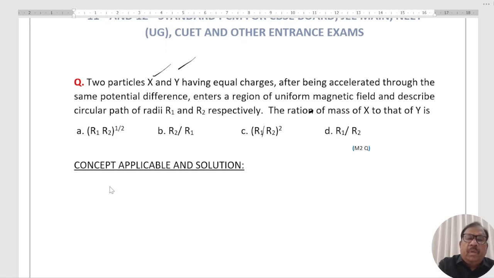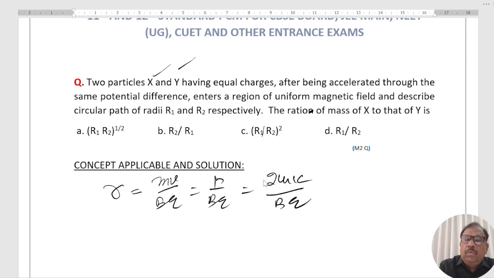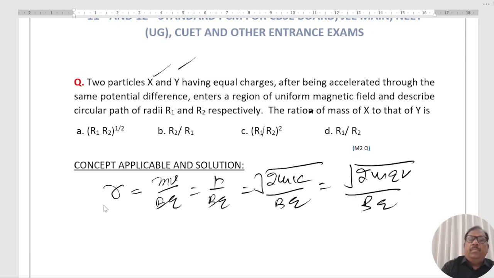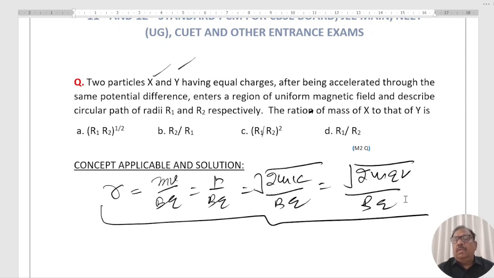Again, the radius of the circular path when charged particles move in a magnetic field at an angle theta to the magnetic field is mv over bq, equal to p over bq, or twice mK over bq, or twice mqV over bq. Pick up one of the correct ones which is applicable.